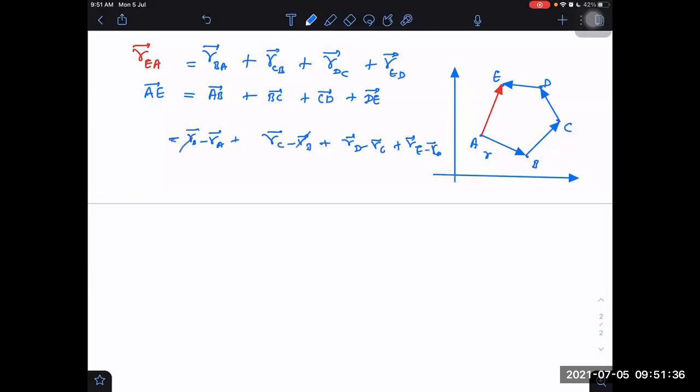B, C, C, D, D cancel. We are left with R_E minus R_A, which is equal to R of E with respect to A. That way directly we can tell. So no need of that strange notation.